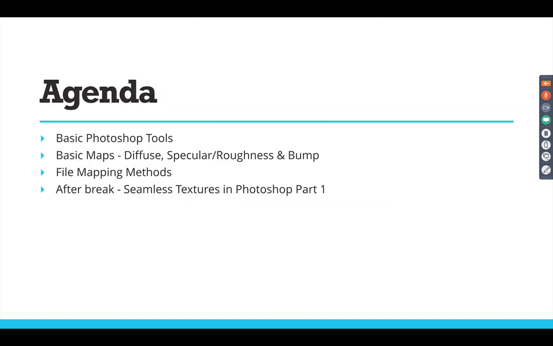All right, so as I mentioned, basic Photoshop tools, basic maps. Basic maps for us are diffuse maps, spec maps, roughness maps, and bump maps. Remember, in software rendering, we don't use normal maps, we use bump maps. In real time, you use normal maps. We're going to get into one part of file mapping. And then after break, like I said, we're going to be in Photoshop for the most part doing seamless textures.